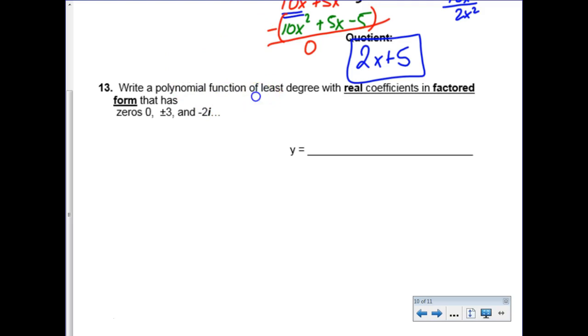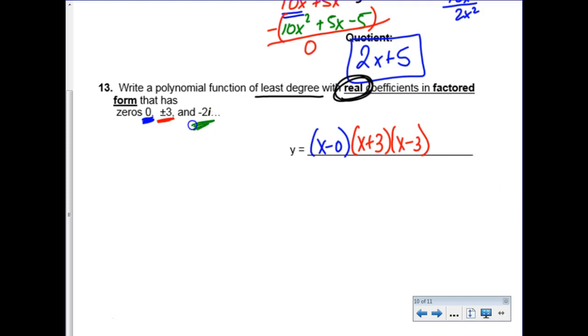Write a polynomial of least degree with real coefficients in factored form, okay? So you don't have to do that crazy thing where you FOIL it all back out together. So this is really asking, do you understand what zeros mean, and do you understand the conjugate theorem? So if you have a 0 at 0, that means you can just say x, or for a lot of you, you like to write down x minus 0 to stay consistent. That's fine. And then you also have zeros at positive and negative 3. So we'll write down x plus 3 and x minus 3.